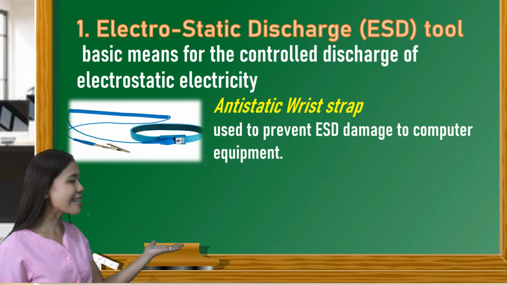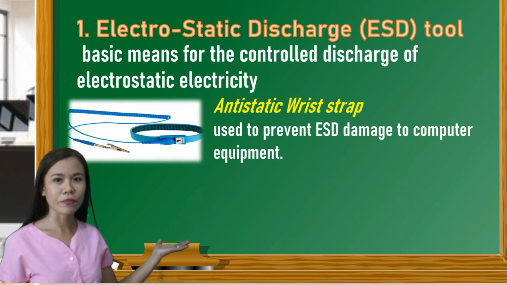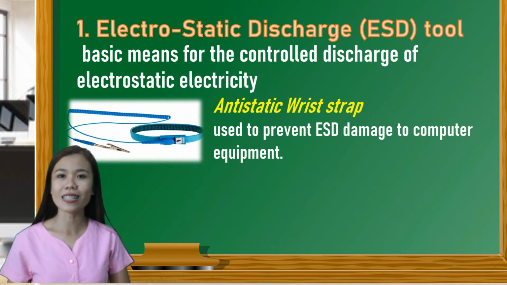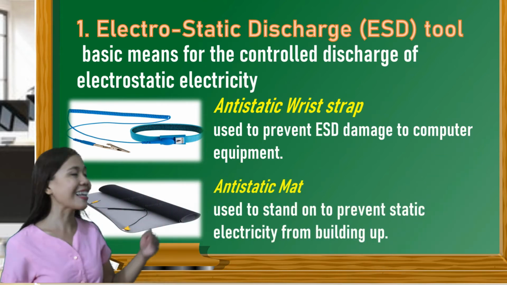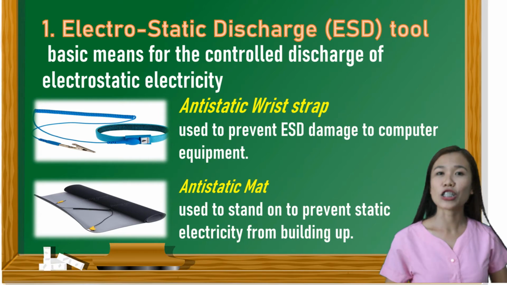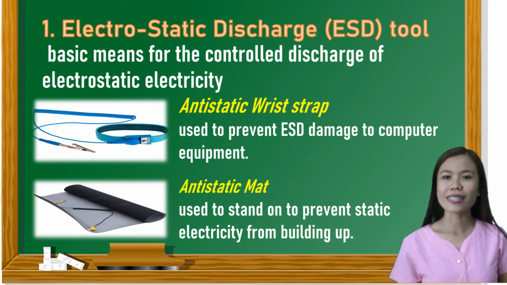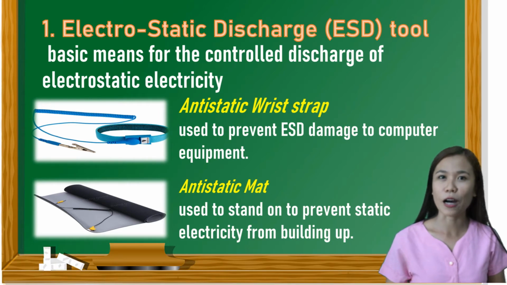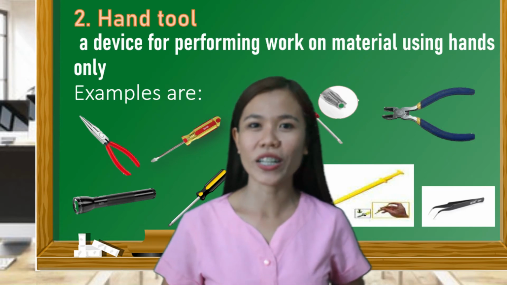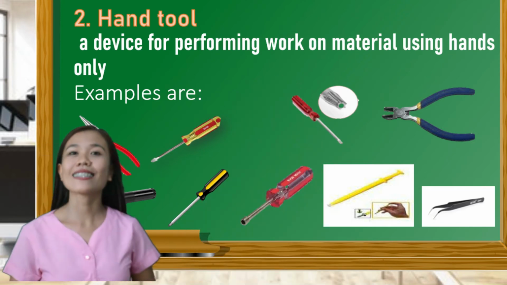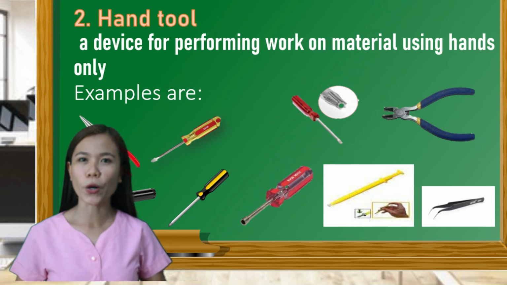Number 1 is anti-static wrist strap. It is used to prevent ESD damage to computer equipment. Number 2 is the anti-static mat. It is used to stand on to prevent static electricity from building up. The second category is a hand tool. It is a device for performing work on material using hands only.